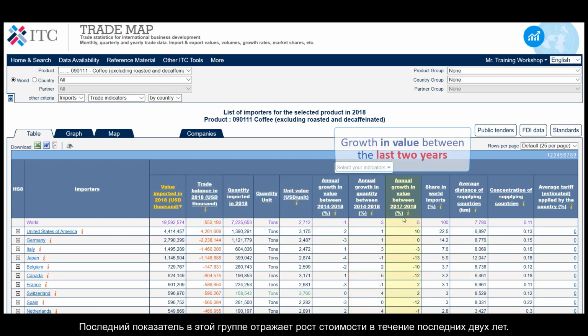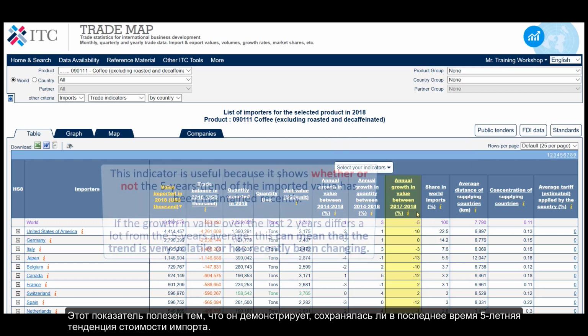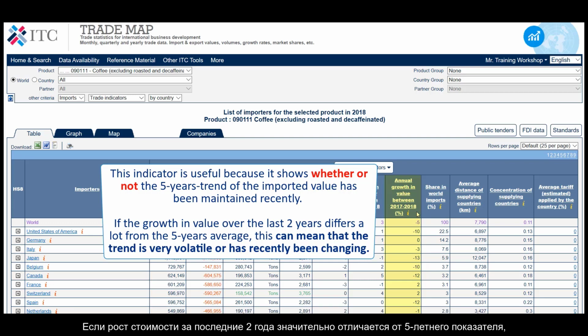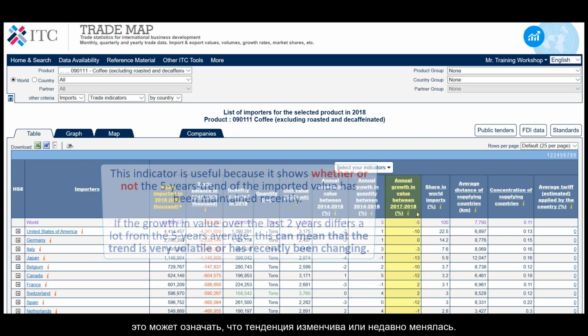Finally, we have the growth in value between the last 2 years. This indicator is useful because it shows whether or not the 5 years trend of the imported value has been maintained recently. If the growth in value over the last 2 years differs a lot from the 5 years average, this can mean that the trend is very volatile or has recently been changing.